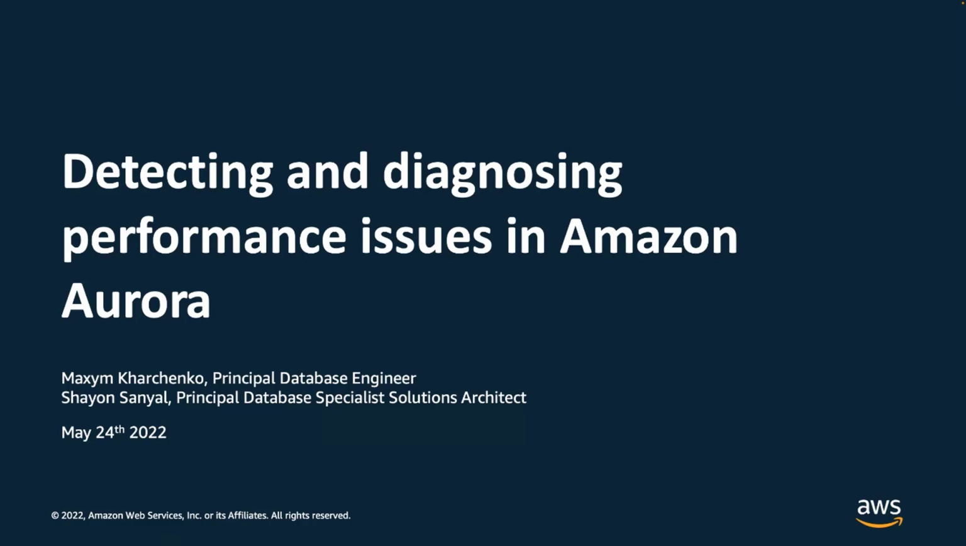Awesome. And my name is Shayan Sanyal. I'm a principal database specialist solutions architect, and I specialize in the Aurora Postgres engine. We are here to talk to you today about DevOps Guru for RDS. And this is a great new capability for DevOps Guru that brings in-depth machine learning to help you manage your database performance as part of the full application stack. So let's get started.